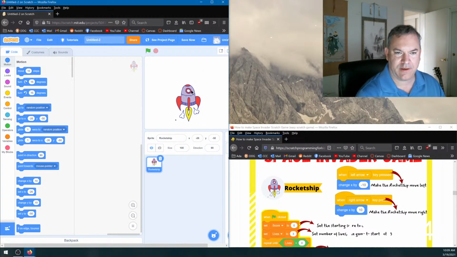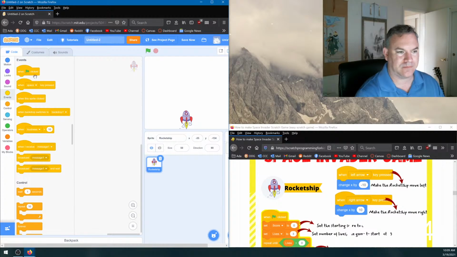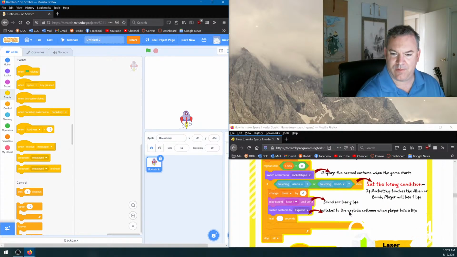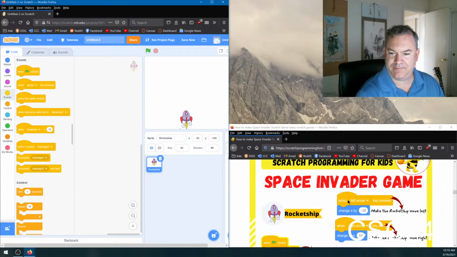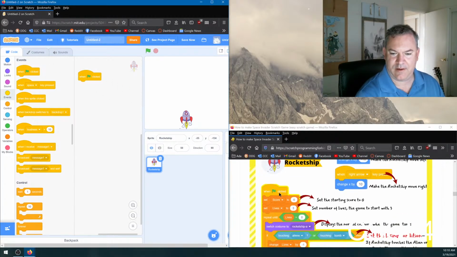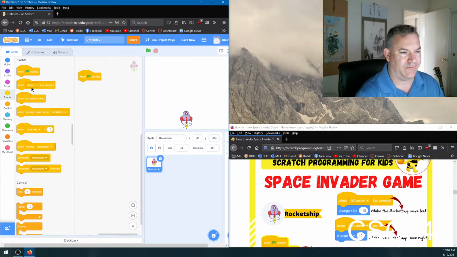Let's shrink this thing down. Probably also a little bit. Size 58. Let's write down here. So. We're going to have, I guess, 3 events to begin with. The first event is when the green flag is clicked. The second one is when the left arrow is pressed.